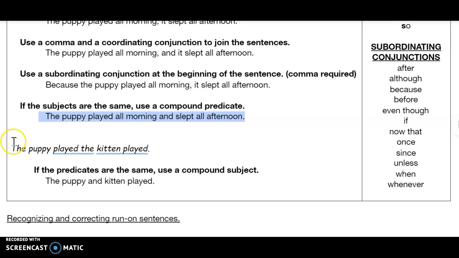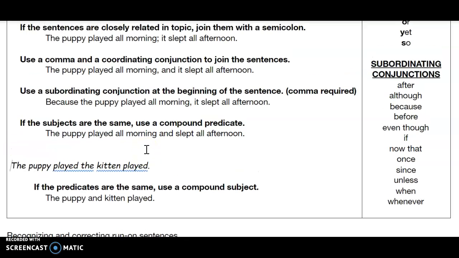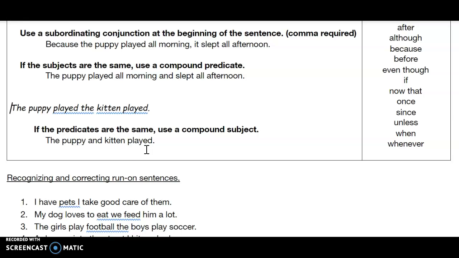Now here I had to write a slightly different run-on sentence for it to work. So our new run-on sentence here is the puppy played, the kitten played. So here you might not have two subjects that are the same like we had up here. You might have two predicates that are the same, played and played.